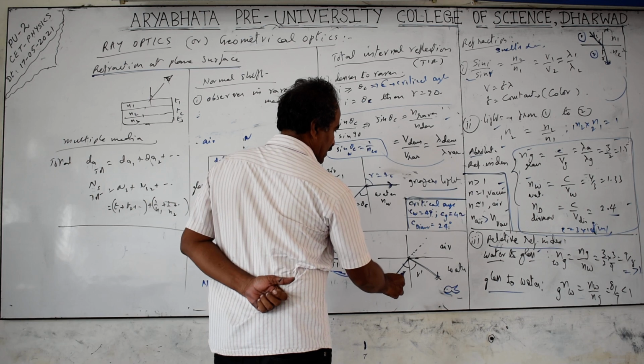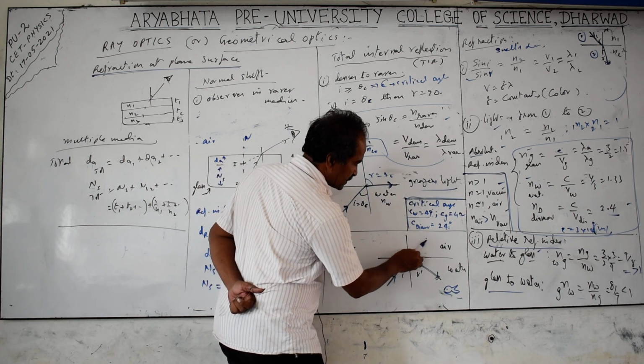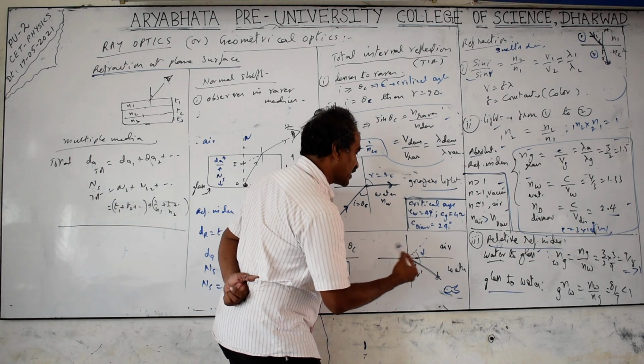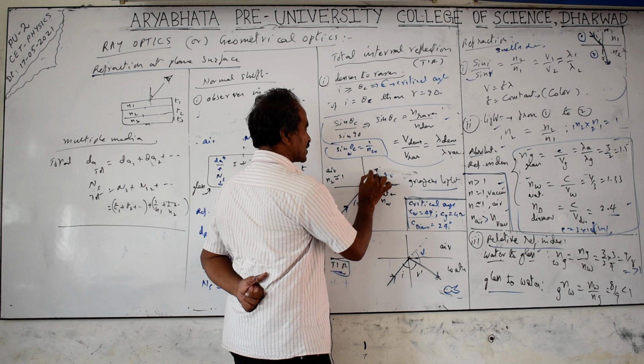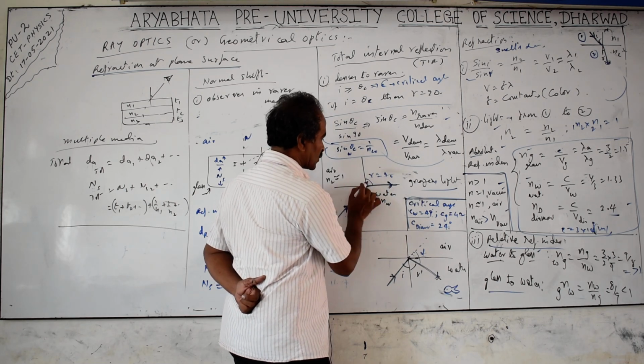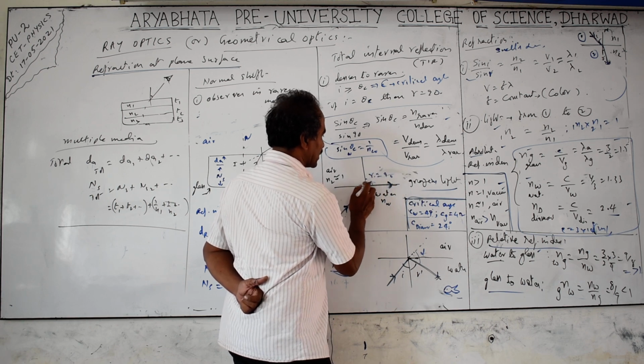Next, the deviation. Here we are discussing the deviation. Deviation means this light is supposed to go straight like this, but instead of that it is going in this direction. This is the angle of deviation. Here the angle of deviation is equal to 90 minus this angle of refraction. Instead of going straight, it is going in these directions. You can calculate this deviation.